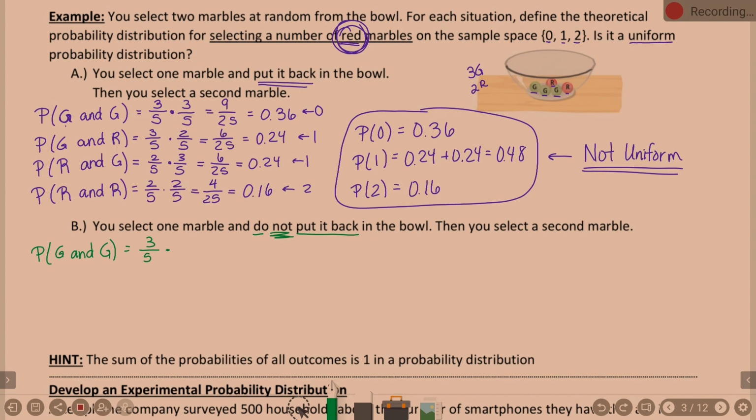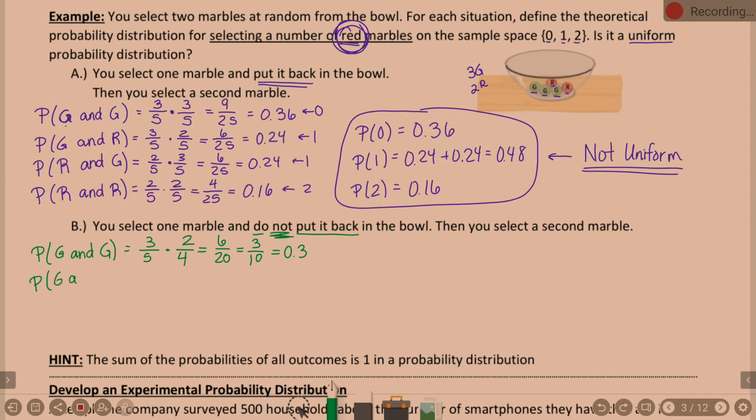Now, what's the key? I do not put it back. So that means instead of drawing out of 5 marbles, I'm drawing out of 4. Instead of having 3 green, I'm down to 2 green. So 3/5 times 2/4, or you can say 3/5 times 1/2. It is 6/20, or it reduces to 3/10. If I go decimals, 0.3.